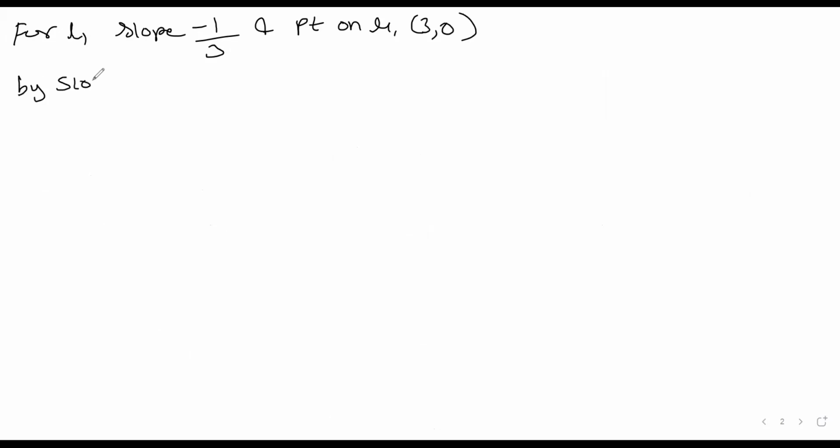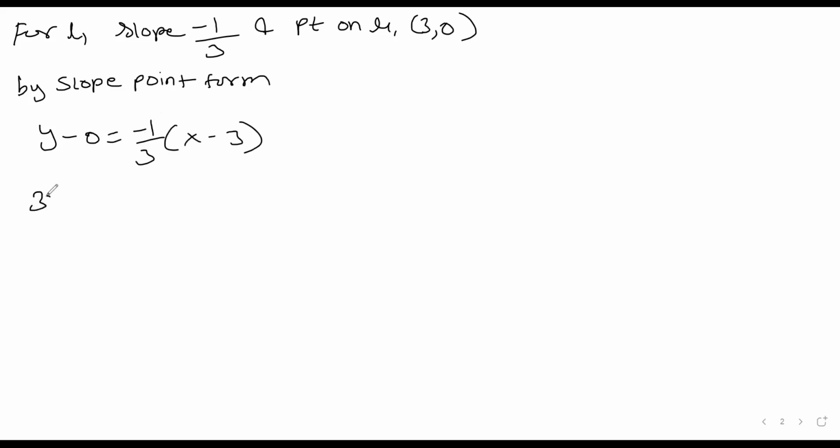So for L1, the slope is -1 by 3 and a point on L1 is (3, 0). By slope point form, the equation will be y minus 0 is equal to -1 by 3 times x minus 3. 3y is equal to -x plus 3. x plus 3y minus 3 is equal to 0. This is the equation of the line.